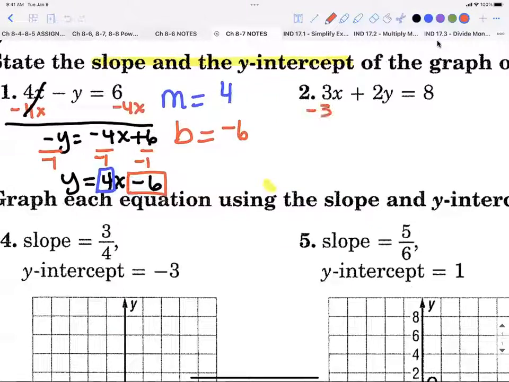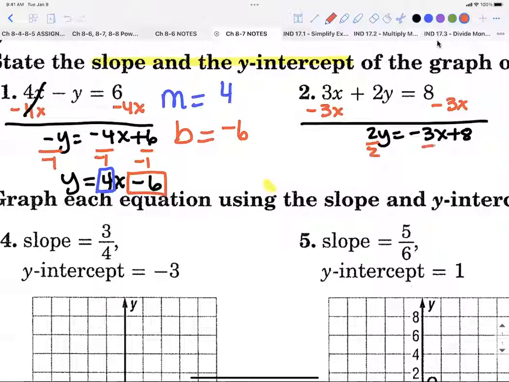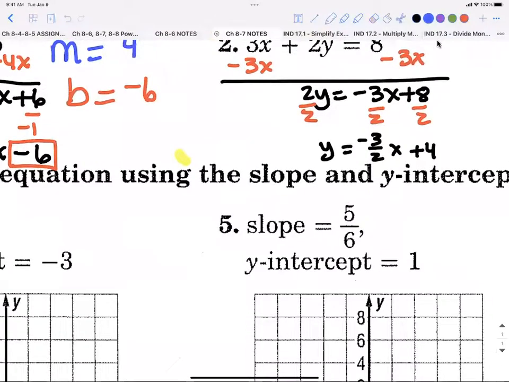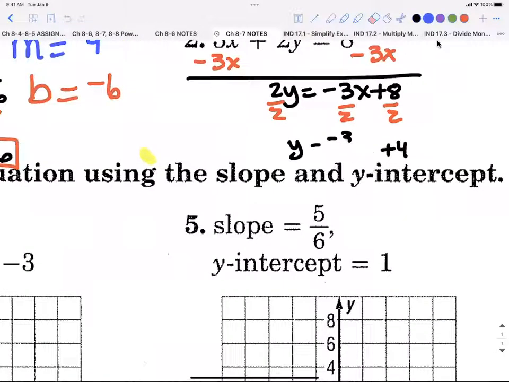I'm going to subtract 3x because I want the x over on the right. That's going to give me 2y equals -3x plus 8. Then I'm going to divide by 2 all the way across the board. And I get y equals -3/2 x plus 4. And then identifying my m and my b now is easy. Here's my m. And here's my b. When you write your slope, you might always put your negative on top too. Sometimes they get lost if you put them on the bottom.